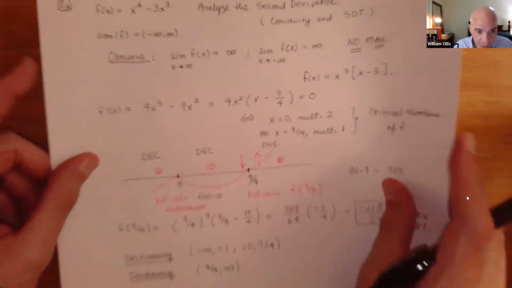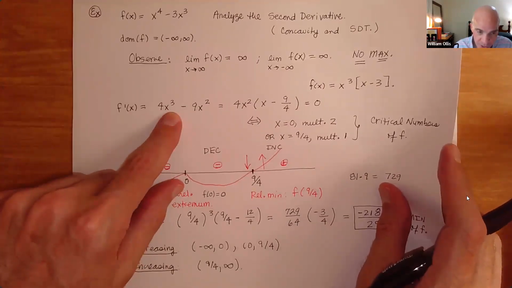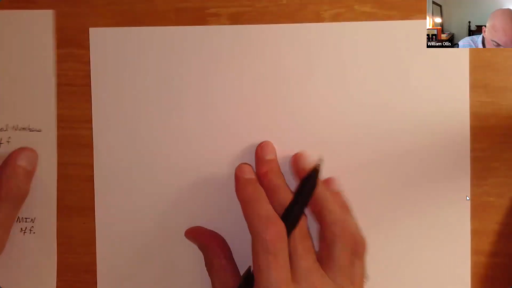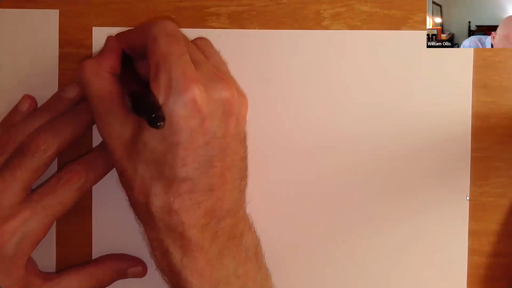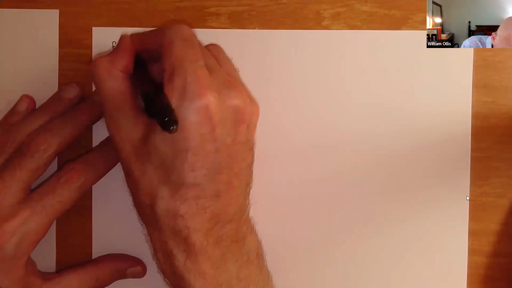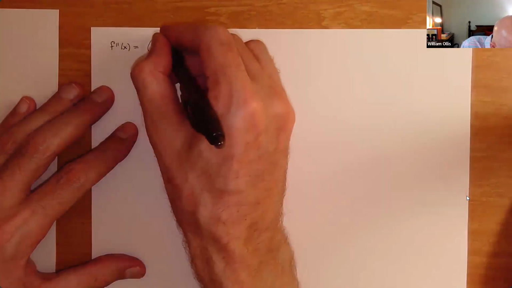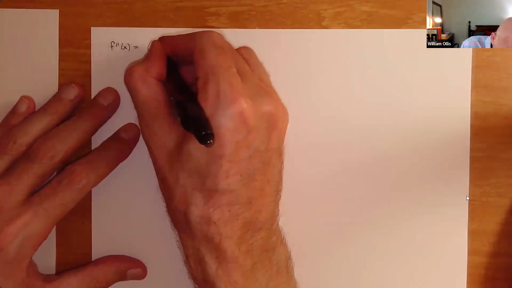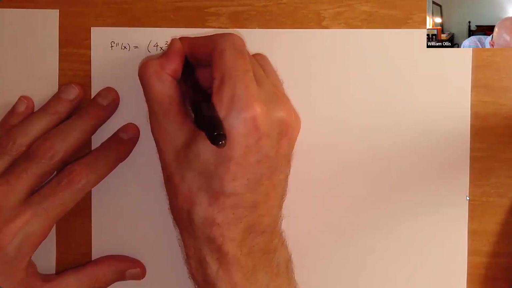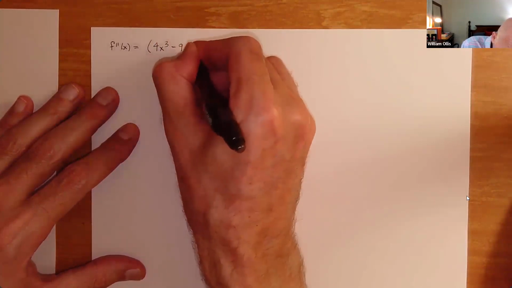So let's go back to an easy version. Let's go back to an easy version of the first derivative, which is here. So let's just use this. So we're going to say f double prime of x will just be the derivative of 4x cubed minus 9x squared.